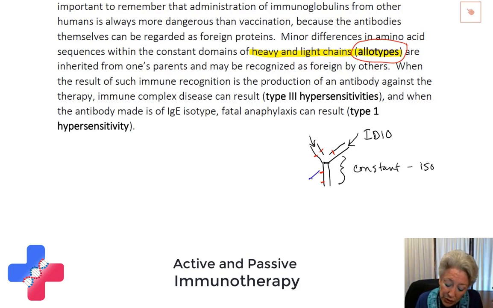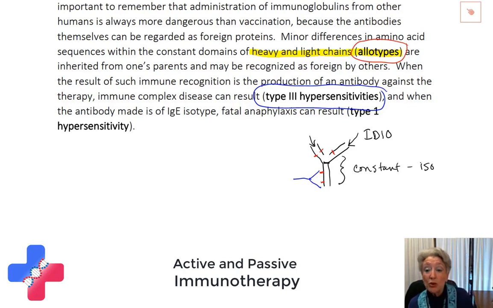is that those allotypes can be recognized as being foreign, and an antibody of the recipient can be made against the antibody that is donated. And when that happens, I have created an immune complex, an antibody against an antibody, by definition, an immune complex, and my patient may develop type 3 hypersensitivity, which we will discuss on another day.